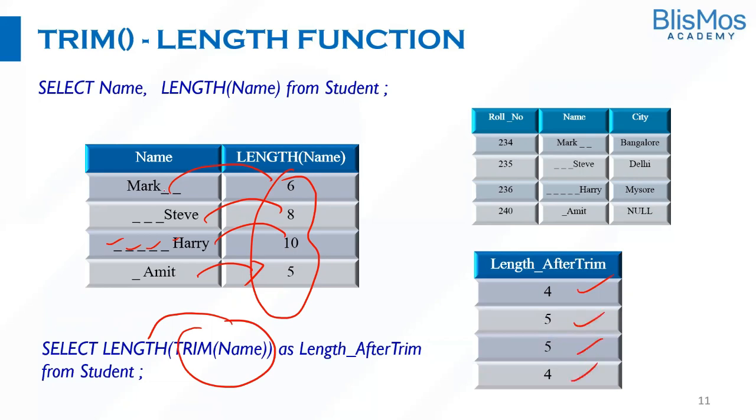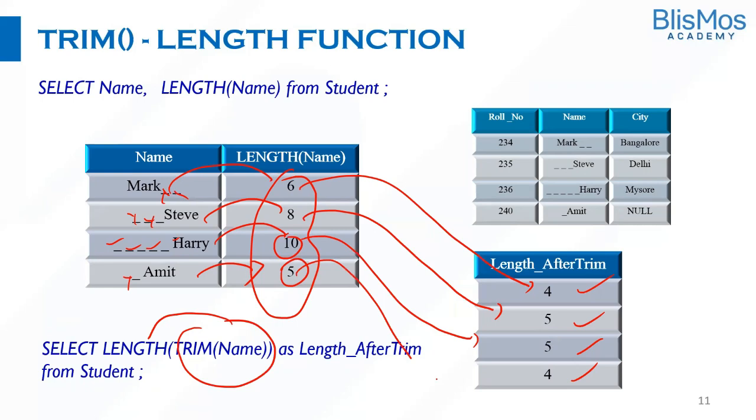Because in Mark you have 2 spaces, that is the reason 6 has become 4. In the case of Steve, we have 3 spaces, so 8 has become 5. In the case of Harry, it has 5 spaces, that is the reason 10 has become 5. And in the case of Amit, there is only 1 space, so 5 has become 4. Wonderful. We'll see all of them as a part of our hands-on.